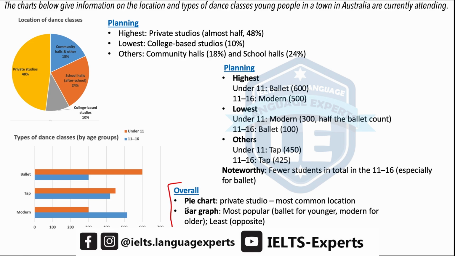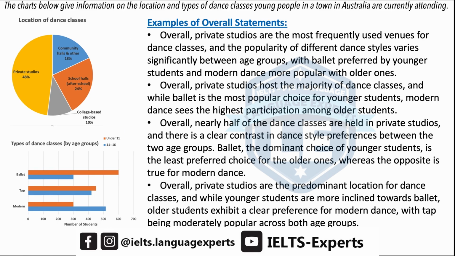So let's start. Here are four different examples of overall statements. What is common among all of them is that it is clearly mentioned that private studios is the location where majority of dance classes are held. Along with that, there is a mention of which dance form is most popular among the two age groups. In the third example, we have also mentioned which is the least preferred choice. And in the fourth example, tap dance being moderately popular is also mentioned.